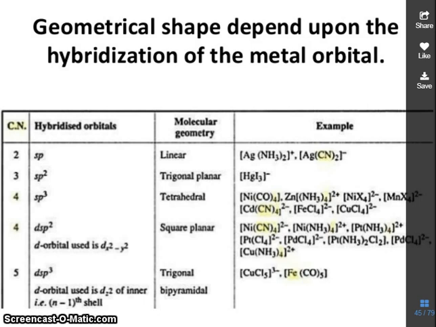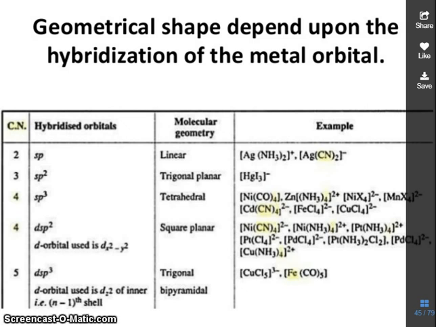sp linear, sp2 trigonal planar, sp3 tetrahedral, dsp2 square planar, where the d orbital used is dx² minus y². And dsp3, where the d orbital used is dz² of inner (n minus 1) shape, so trigonal bipyramidal. Just remember, this is very important: in square planar, d is dx² minus y², and in trigonal bipyramidal, dz².